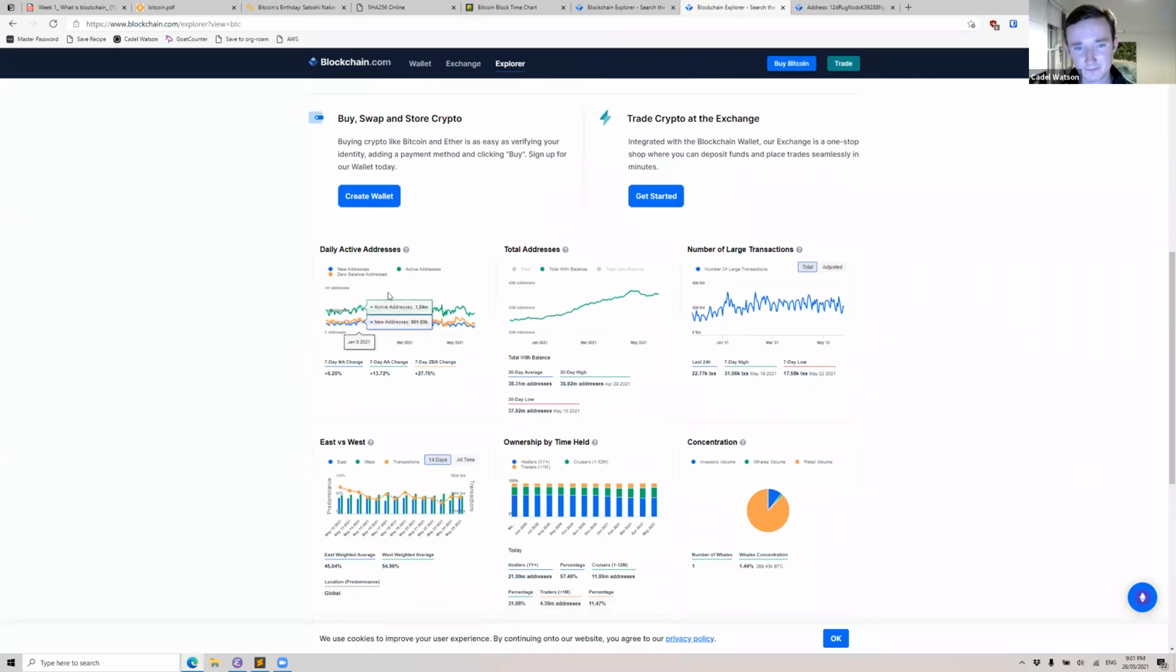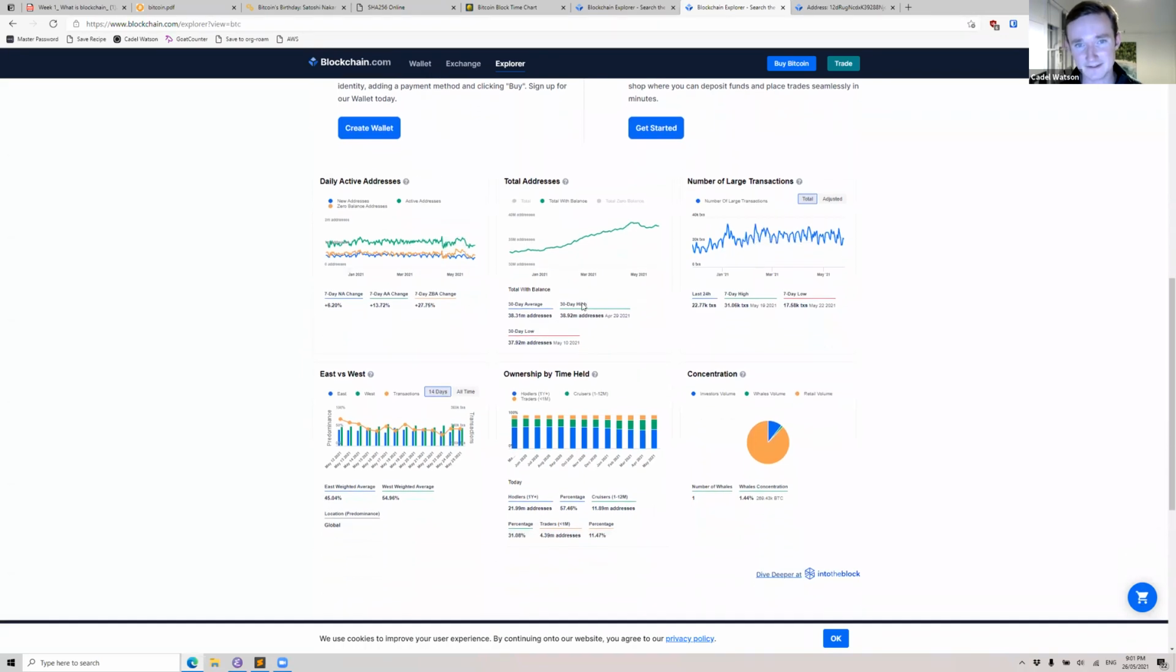Just some kind of interesting stats here. We can see that we've now reached 40 million addresses or 40 million users, although one person might have more than one address, that have at least some Bitcoin in it. So we said the network is growing over time. This is from January to May.